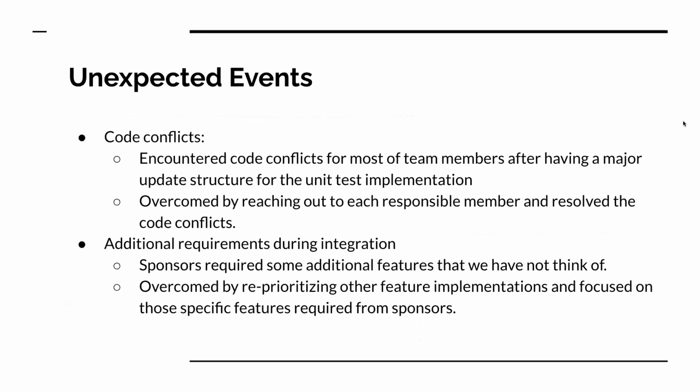This is Nathan again, and for the unexpected events, first of all, we have the code conflicts at the end of the development. We had implemented the unit test, and that required file structure and data structure changes. So it caused major code conflicts for every team member, and we resolved that by reaching out to the responsible members and resolving the conflicts one by one.